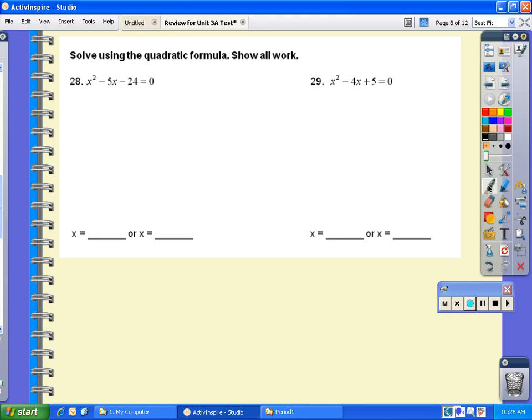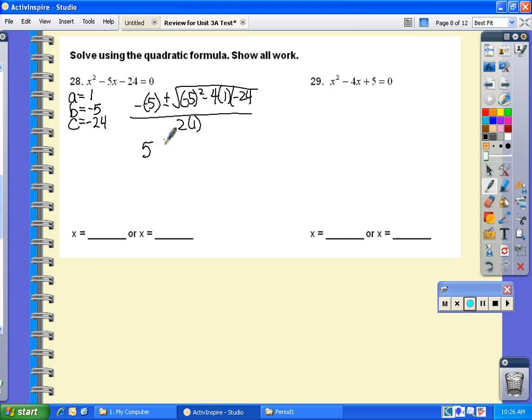So in number 28, you want the quadratic formula, which right away, the quadratic formula is negative b plus or minus the square root of b squared minus 4ac all over 2a. So it's very helpful to identify a, b, and c. So a is 1, b is negative 5, and c is negative 24. So I have negative 5 plus or minus the square root of negative 5 squared minus 4 times a times c, all over 2 times a, which is just basically 2.